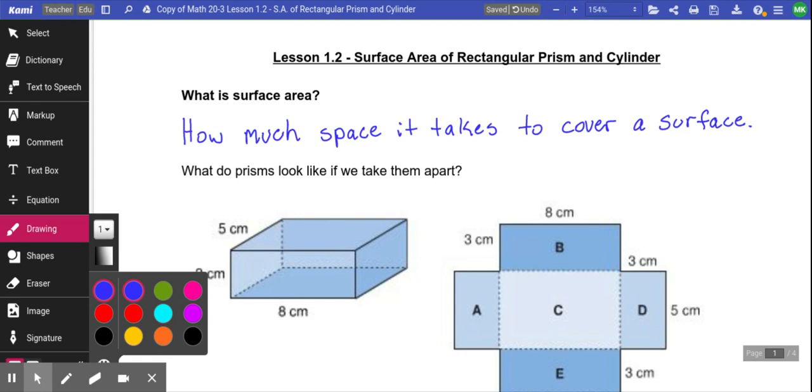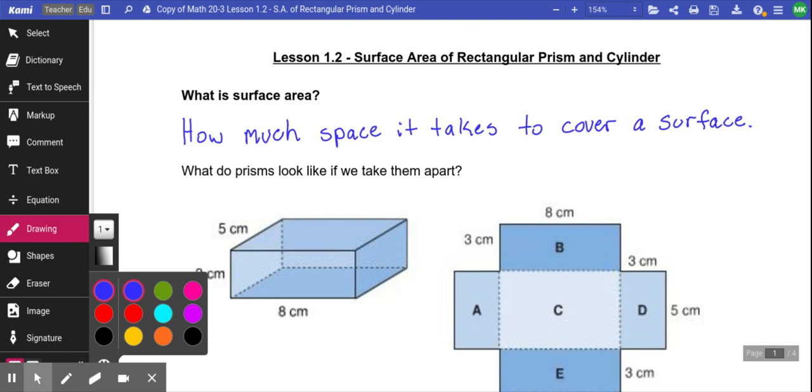Today, what we're going to do is think about boxes and stuff like that. And be like, okay, now what if I wanted to cover this entire box? Not just the top. I want to cover the top, the sides, and the bottom. I want to paint the whole thing. Or I want to cover the whole thing. That's what we're going to do today.